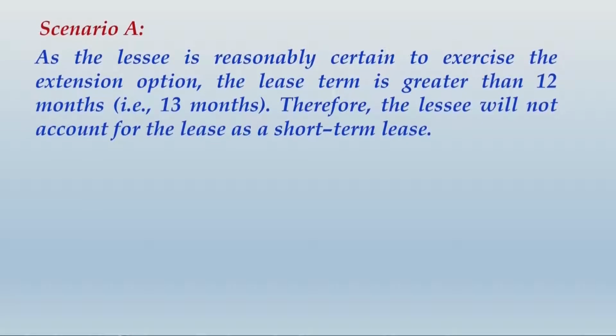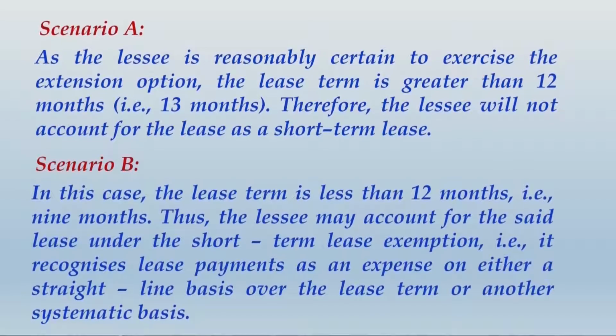So in the answer you would write first for scenario A, as the lessee is reasonably certain to exercise the extension option, the lease term is greater than 12 months, that is 13 months. Therefore, the lessee will not account for the lease as a short term lease. Now scenario B answer would be, in this case the lease term is less than 12 months, that is just 9 months. Thus, the lessee may account for the said lease under the short term lease exemption, that is, it recognizes the lease payments as an expense on either a straight line basis over the lease term or another systematic basis.